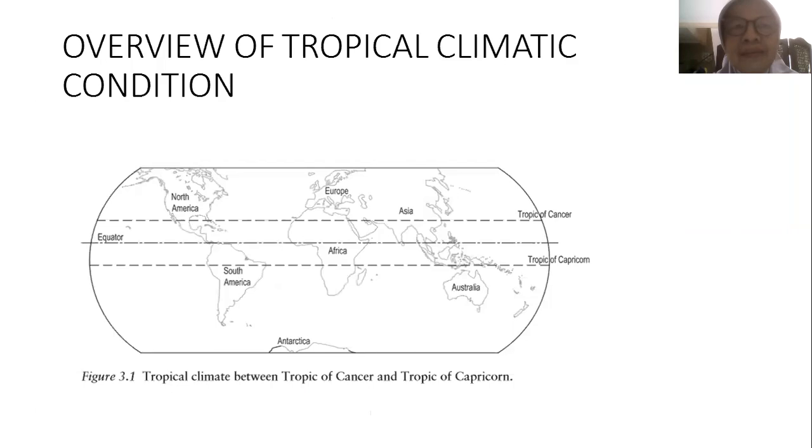And about the climatic condition, perhaps Bu Windy or Bu Colintia has explained about the climatic condition in tropical climate. Could you please recall the climatic condition? What is the problem for tropical climate or warm humid climate? Please raise hand. 2 of you maybe.